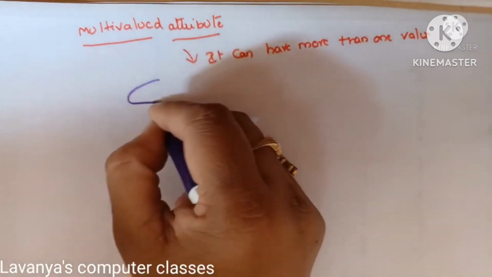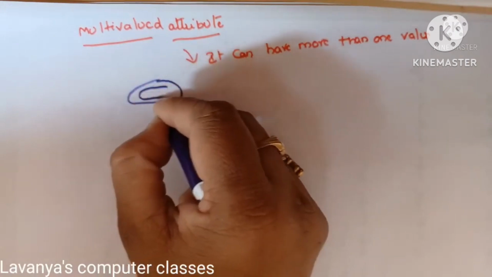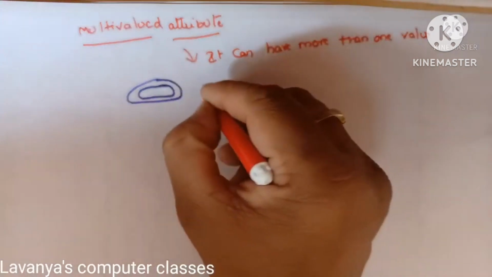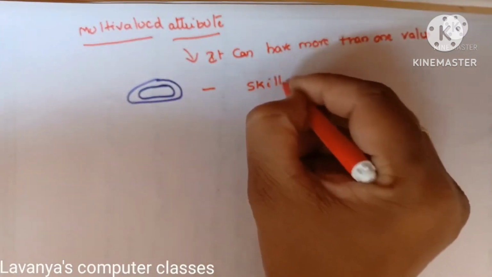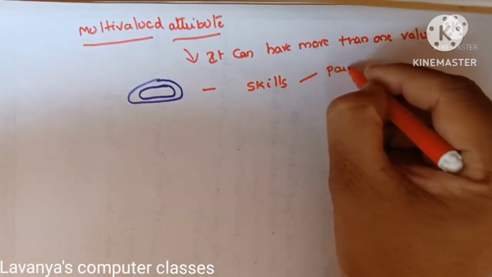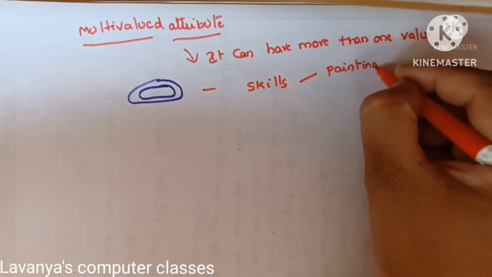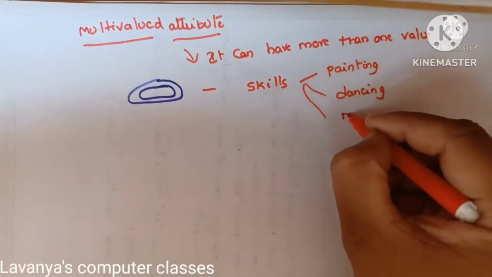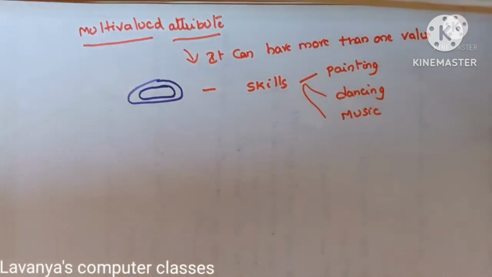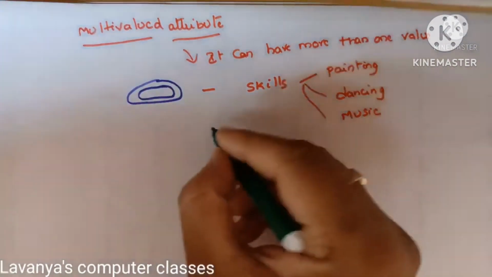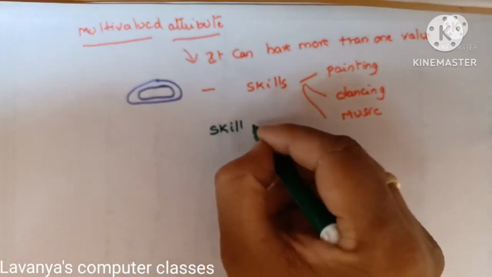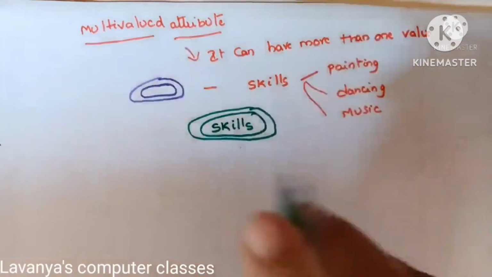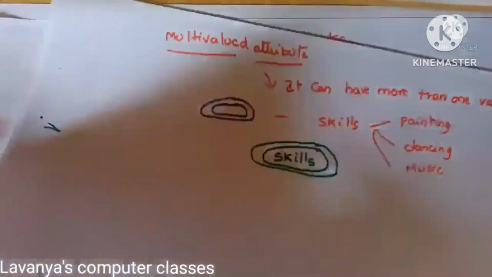Which symbol is used for representing a multi-valued attribute? Double ellipse. Single ellipse is for a single-valued attribute, and two ellipses are used for a multi-valued attribute. For example, skills. Any person can have more than one skill. Some students or persons are interested in painting, dancing, music, etc. So one person can have any number of skills. That is called a multi-valued attribute. To draw a multi-valued attribute, we take two ellipses, and inside the ellipse we write skills.